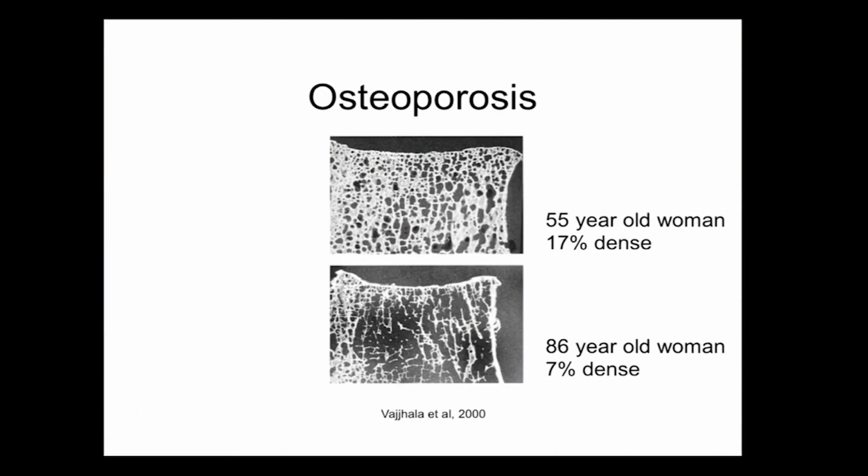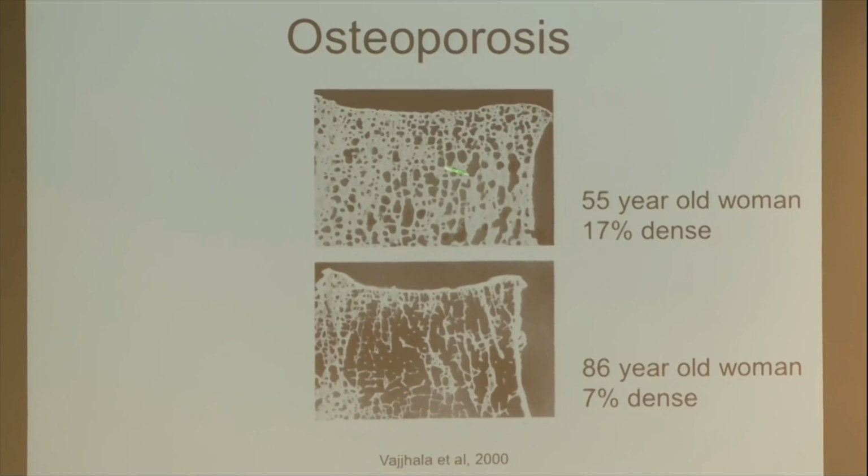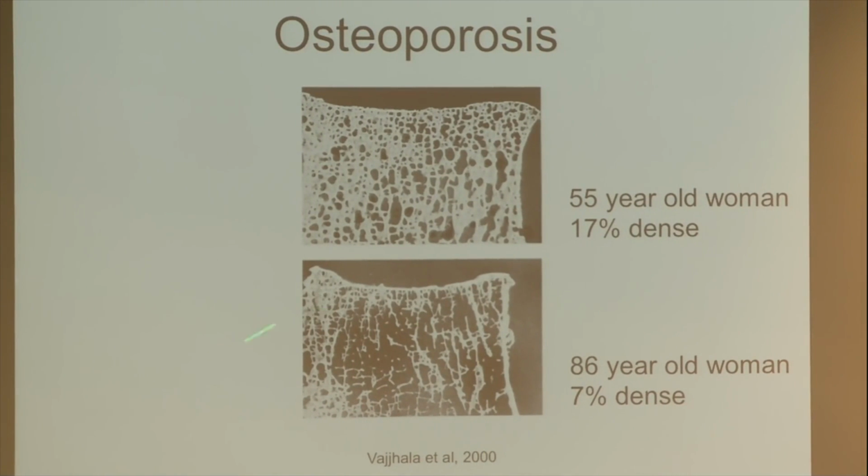So this next slide gives you some idea of what osteoporotic bone looks like. The top slide is normal bone in a 55-year-old woman. These are sections from a lumbar spine. And that bone up here is 17% dense, so the relative density is 0.17. And this is a section from the same area of bone in an 86-year-old woman, and it's 7% dense.